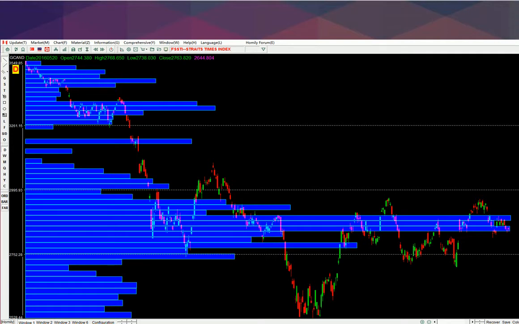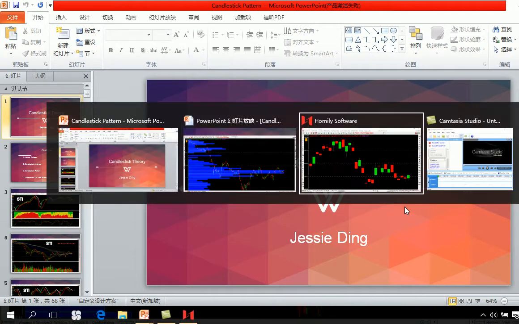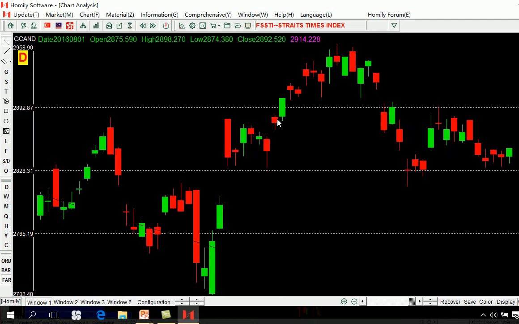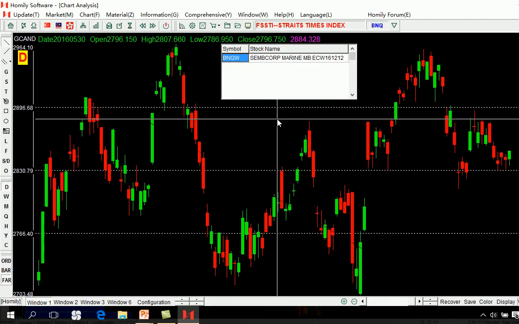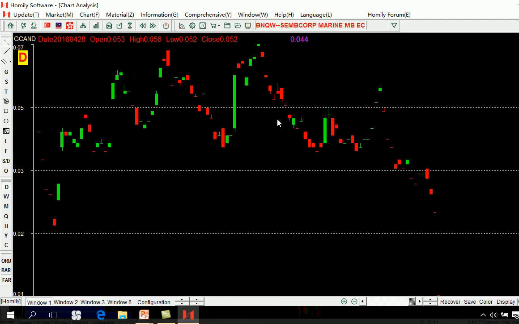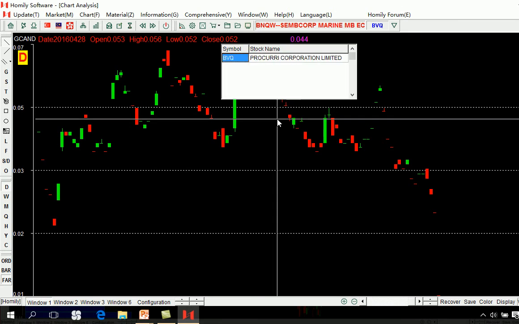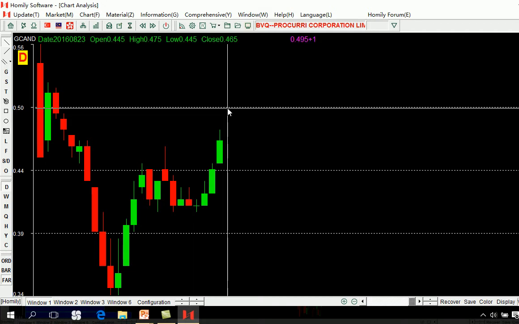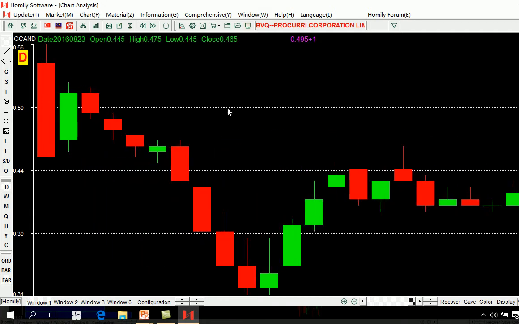Okay, then we can see some stocks. Recently, we know that so many stocks are so strong, right? So the first one, let's talk about this stock. Firstly, we know that this is a new stock, right? But how can we know that this stock is strong and which point is a good buy point? A long time ago, we talked about this stock. So we can look at the candlestick.